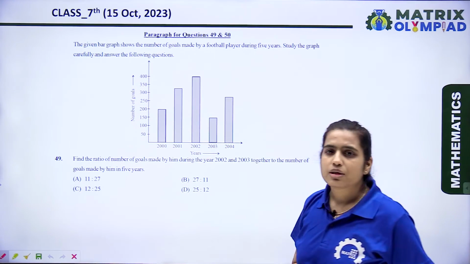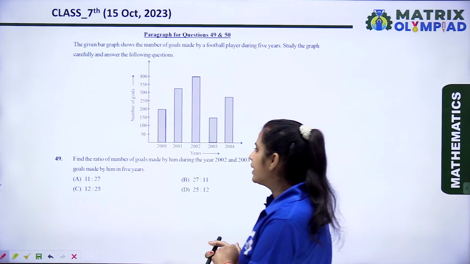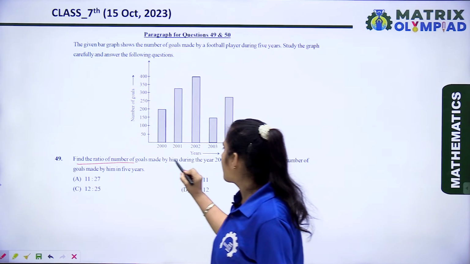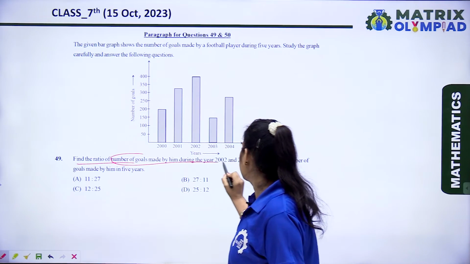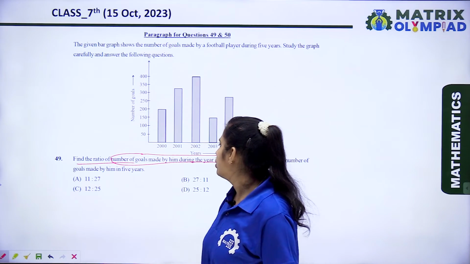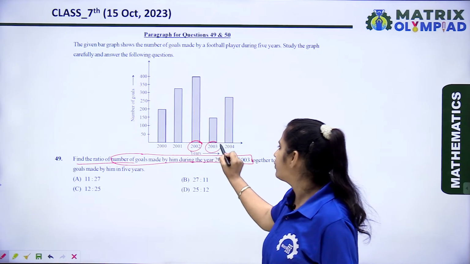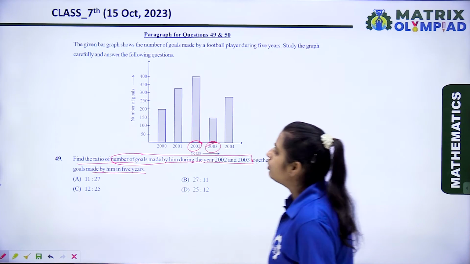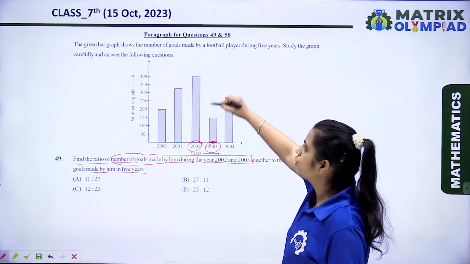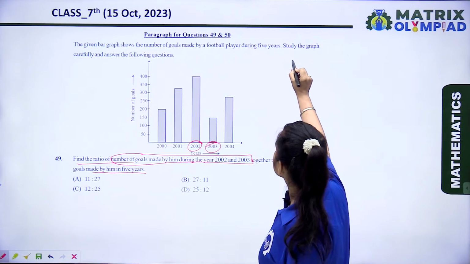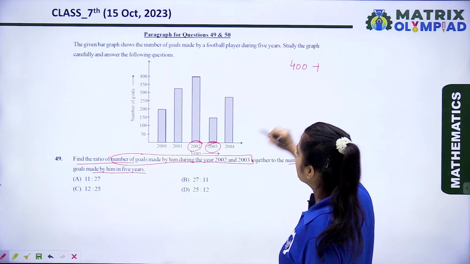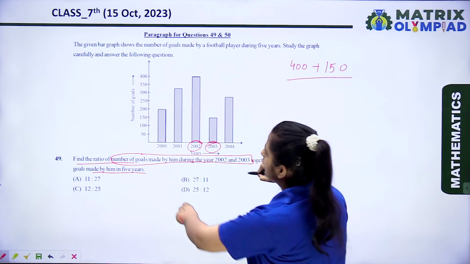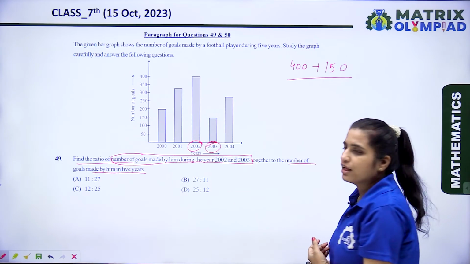Now based on this bar graph we have question number 49. In this question we have to find out the ratio of number of goals made by him during year 2003 and 2002. तो 2002 and 2003 का data हमें चाहिए together to the number of goals made by him in the 5 years. तो सबसे पहले हम लोग observation लेते हैं 2002 में कितने goals बनाए हैं, 400 plus 2003, 150 upon the total number of goals made by him in 5 years.